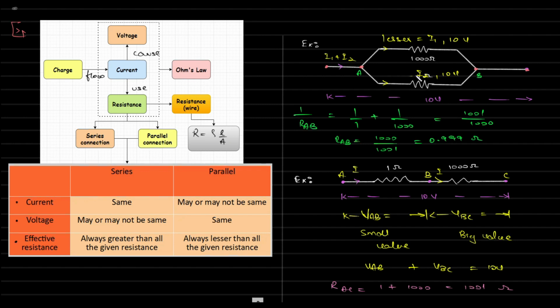Let me erase this so that you can see that. So this is 1000 and that is 1 ohm. This effective resistance will be lesser than the least. Whatever resistances are given, the parallel connection's effective resistance will always be lesser than the lowest given resistance. The math tells that, so it's not a coincidence. Even the math tells that, and the concept also tells that.